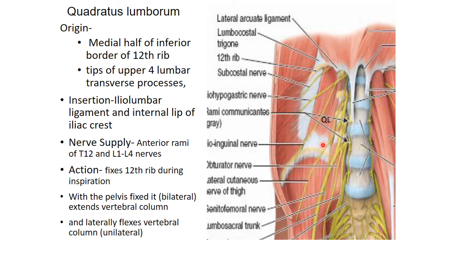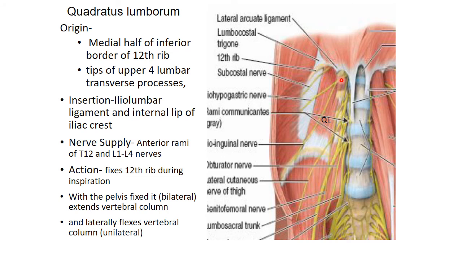Then nerve supply. It is supplied by the anterior primary rami of the 12th thoracic and first 4 lumbar nerves. That means only leave out the last one, L5. The primary rami from T12, L1, L2, L3, L4 will supply the quadratus lumborum.